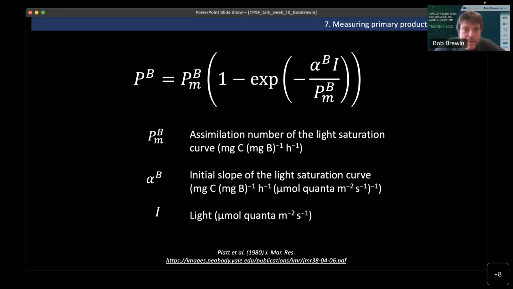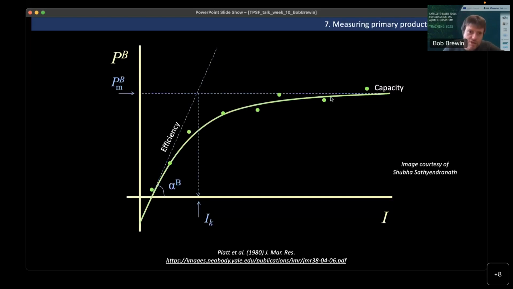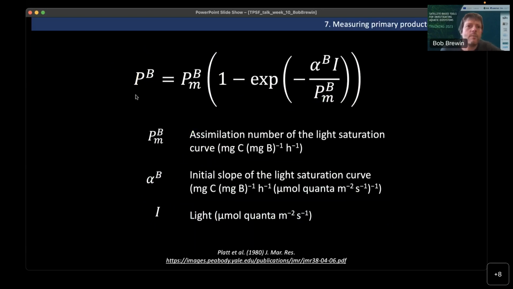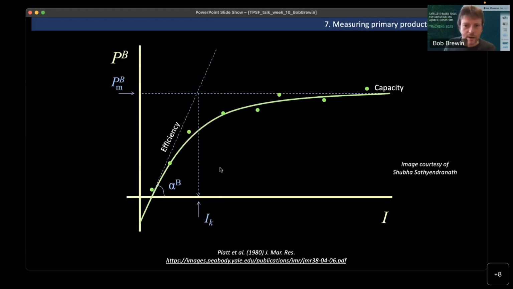Now, this is the mathematical formulation of the curve I showed you in the previous slide, this green curve here, where our normalized production PB is modeled using this exponential equation, with PB max, that assimilation number, and alpha B, and then our irradiance I up here in the equation. So we have the assimilation number of the light saturation curve, PB max, the initial slope alpha B, and the level of light I.